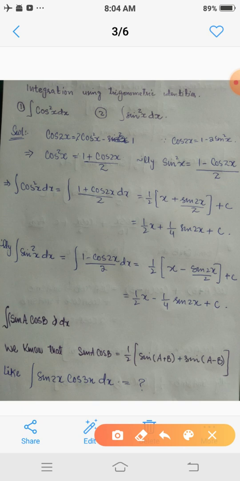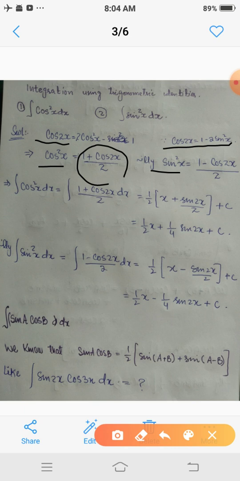We know that cos 2x equals twice cos square x minus 1, which implies that cos square x equals (1 plus cos 2x) upon 2. Similarly, cos 2x equals 1 minus twice sine square x, which implies that sine square x equals (1 minus cos 2x) upon 2. So whenever we have cos square or sine square, convert cos square into (1 plus cos 2x) upon 2, and sine square into (1 minus cos 2x) upon 2.